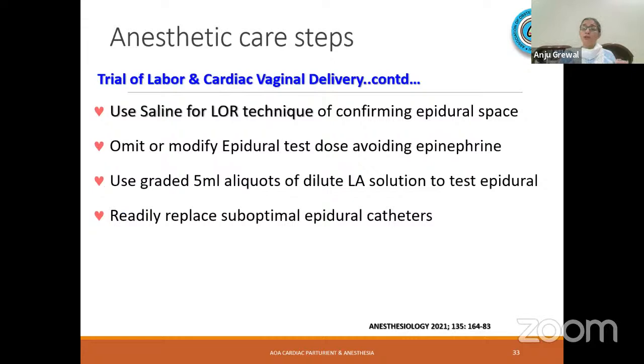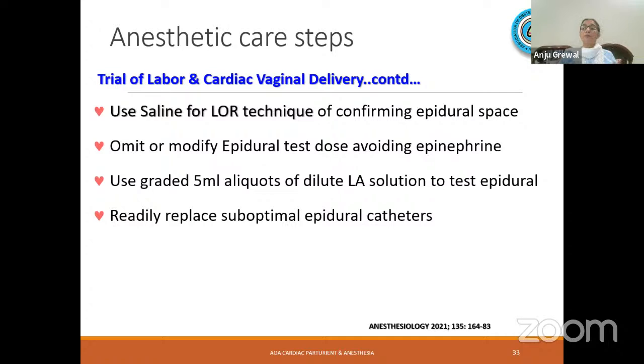Some other pertinent points as far as neuraxial block is concerned: you might be looking at a mother who has a shunt, such as a VSD or a PDA, or some kind of communication between the right and left circulations of the heart. Therefore it is pertinent that we use saline for the loss of resistance technique to confirm the epidural space, instead of air. And the point about test doses: guidelines recommend that we avoid using epinephrine-based local anesthetic test doses.